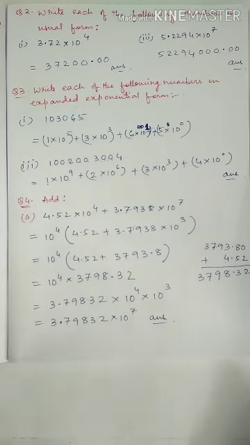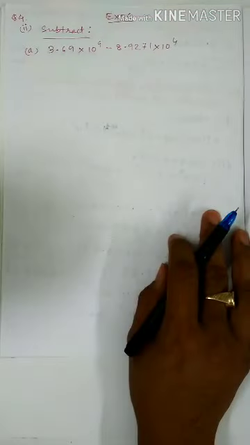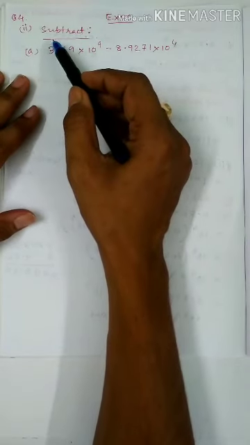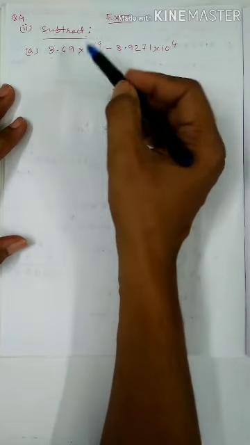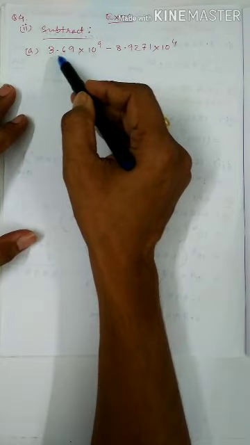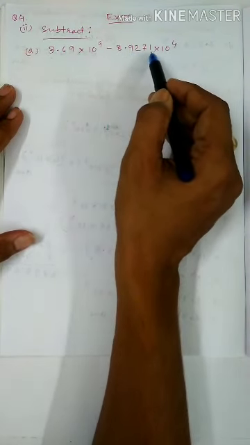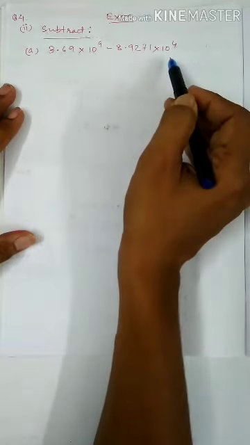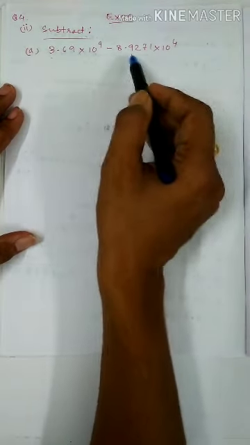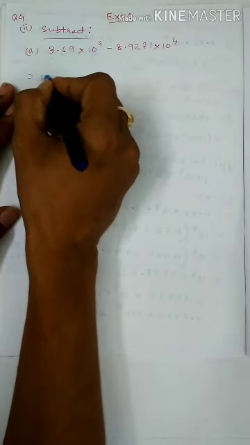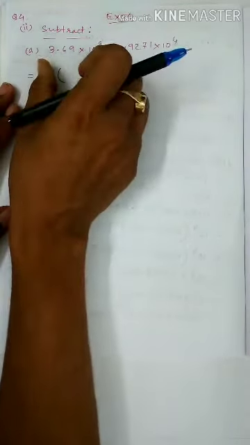Okay. So next let us see subtraction. So students, in question number 4 part 2, we have to do subtraction, and the number is 3.69 into 10 to the power 9 minus 8.9271 into 10 to the power 4. So here also the numbers are given in standard form. So first step, what you have to do? We have to take 10 to the power 4 common from both.